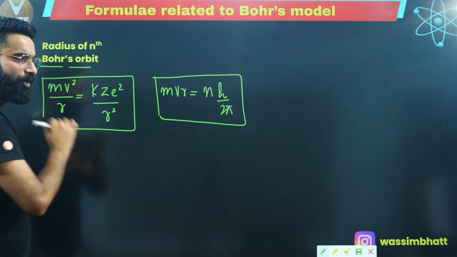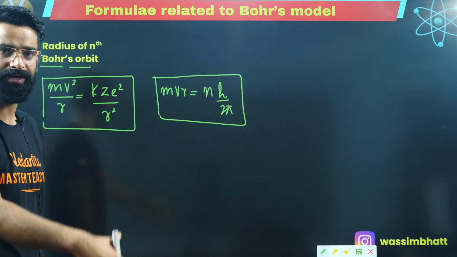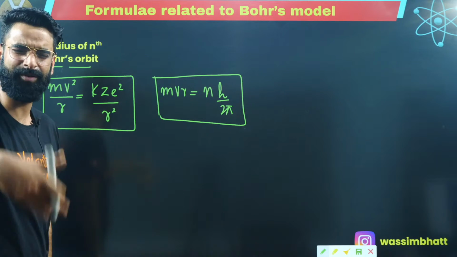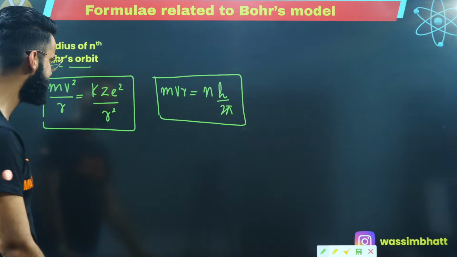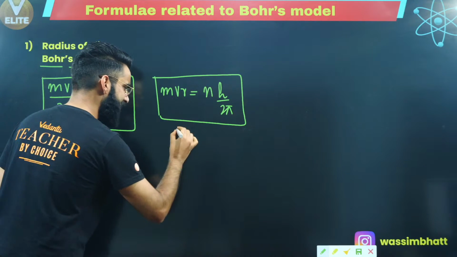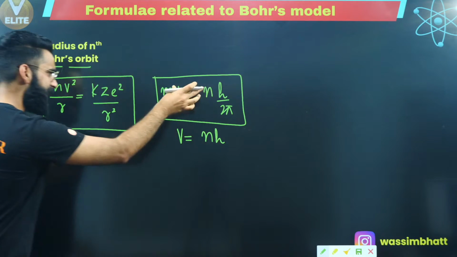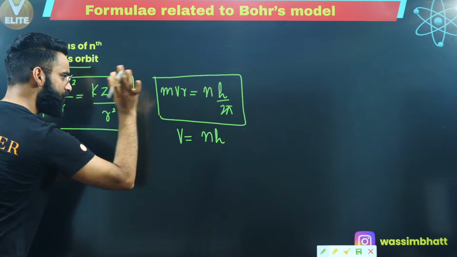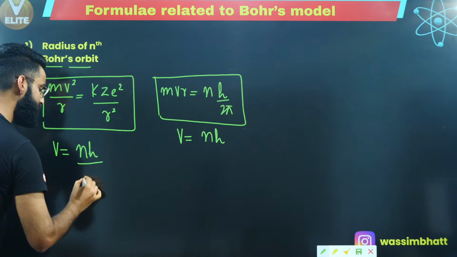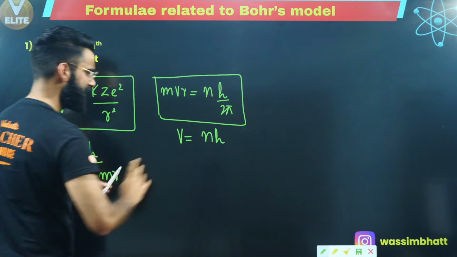Now, what do I need to calculate? I need to calculate the radius of the electron in the orbit. Radius of the first orbit, second orbit, third orbit, and so on. So, if I look at the second equation, can I eliminate v from it? See, mvr is equal to nh upon 2 pi. So I can say v is equal to nh upon 2 pi, this is going to be m multiplied by r.